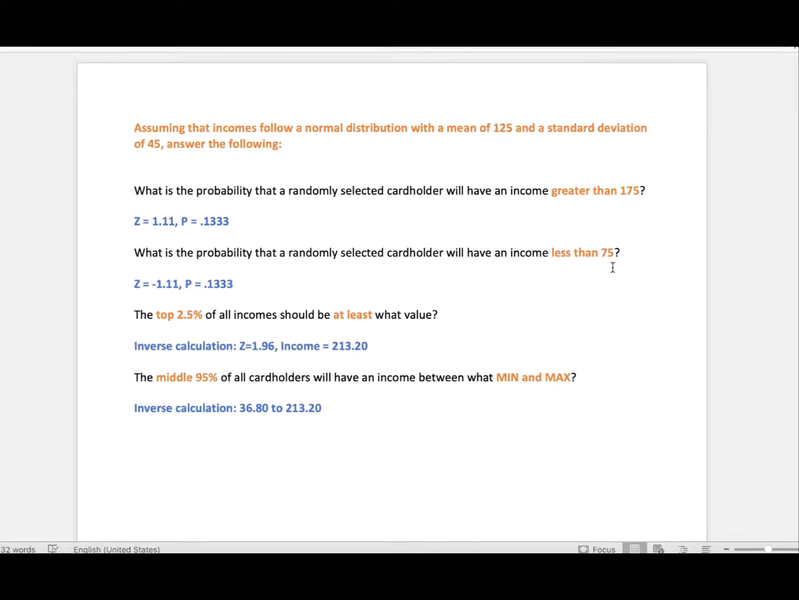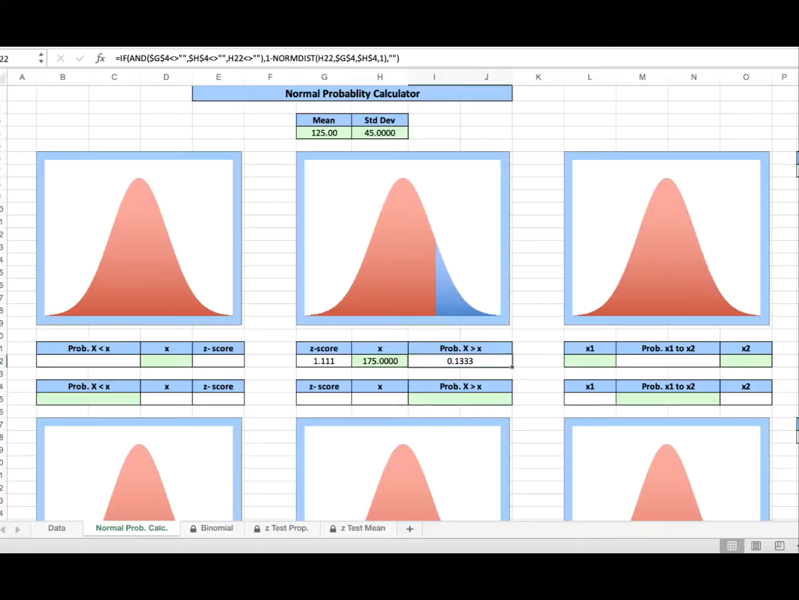Now, we don't really need any calculator for this one because we can see that 175 is 50,000 above the mean, while 75 is 50,000 below the mean, which would make the z-score the same and the probability the same. Let's try it on the calculator. Our left curve will calculate the area under the curve less than 75, or 0.1333, and we could see the z-score of negative 1.11.